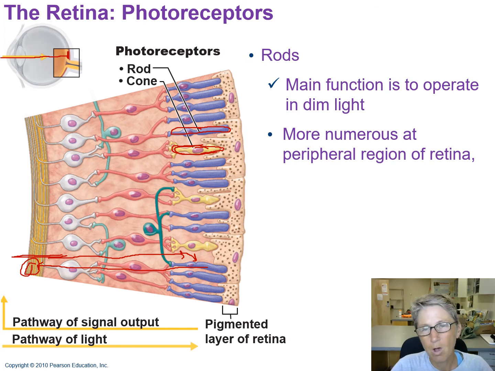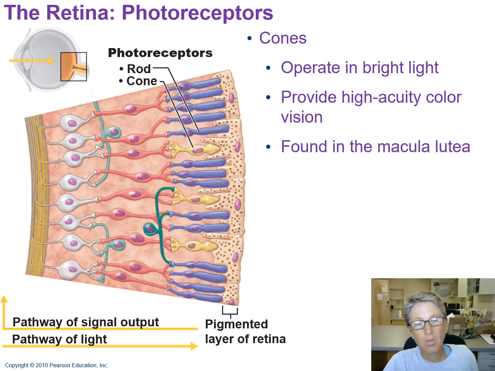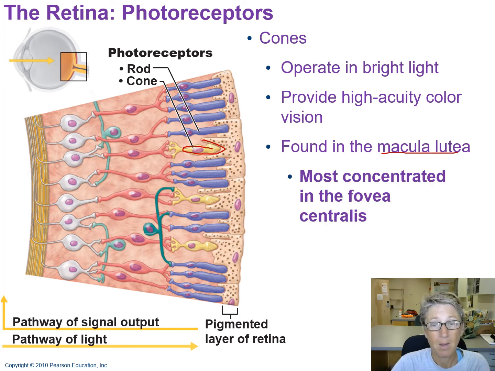And I told you the main function of rods is to operate in dim light. Rods are more numerous at the periphery or the peripheral regions of the retina. And then cones will operate in bright light. They provide high acuity color vision, so sharpness of vision, border detection in vision, and they're found in the macula lutea of the retina. But within the macula lutea, cones are most concentrated in a place called the fovea centralis.